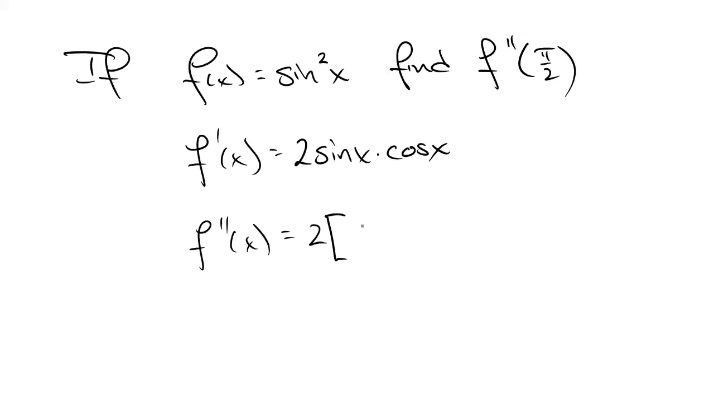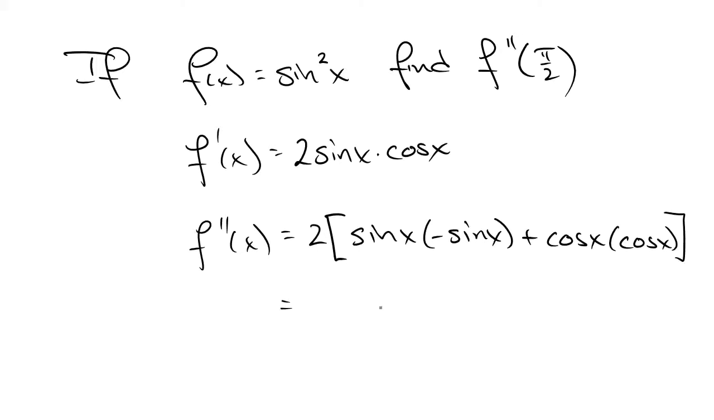Product rule then says sine x first times the derivative of the second, and the derivative of cosine x will be negative sine x, plus the second, cosine x, times the derivative of the first, and the derivative of sine x is cosine x. Simplifying this, we get 2 times negative sine squared x plus cosine squared x.